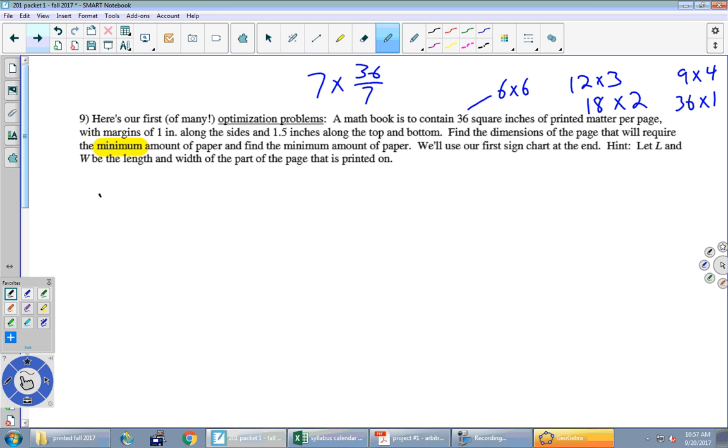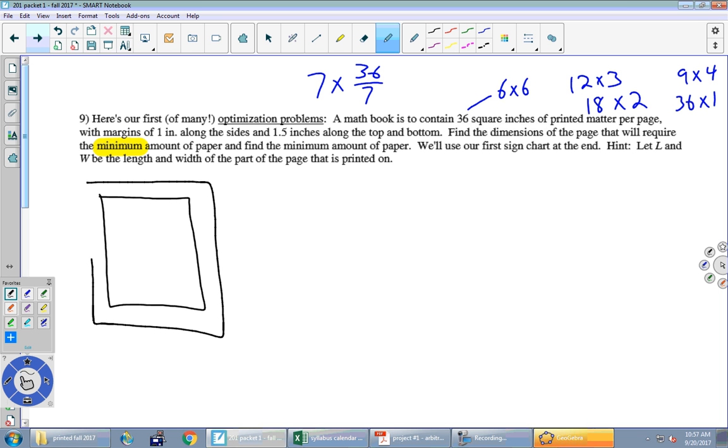So let's draw a rectangle. And then outside of that, draw another rectangle. And so inside of here is the printed stuff. And then it's blanks around the edges, that's the margins. So we'll fill in the blanks. It says 1 inch along the sides. So I think that means that it's 1 from here to here and also 1 there to there. And 1.5 inches on the top and the bottom.